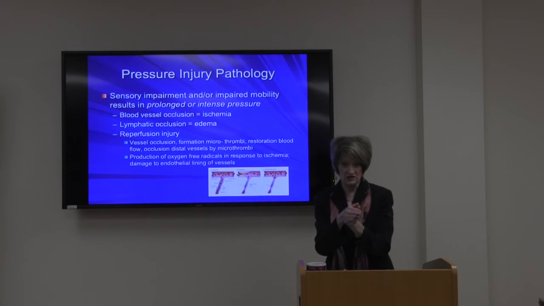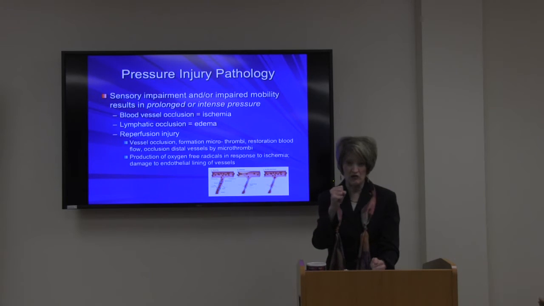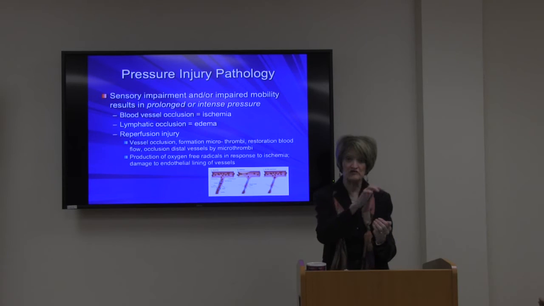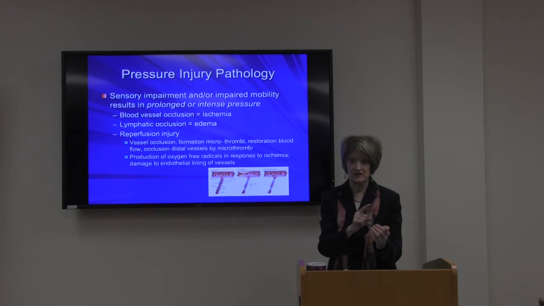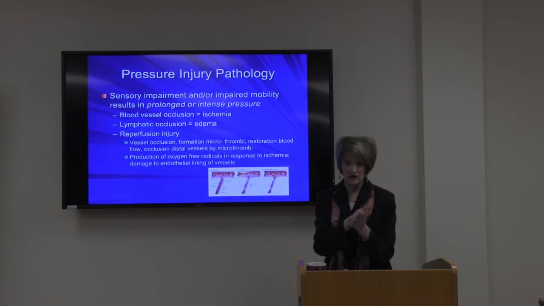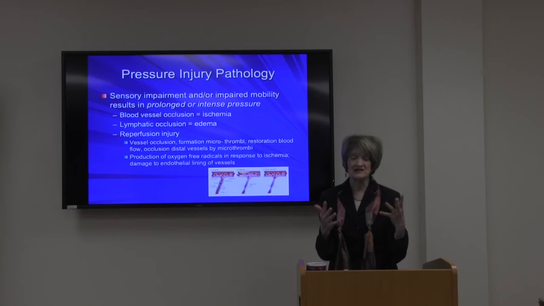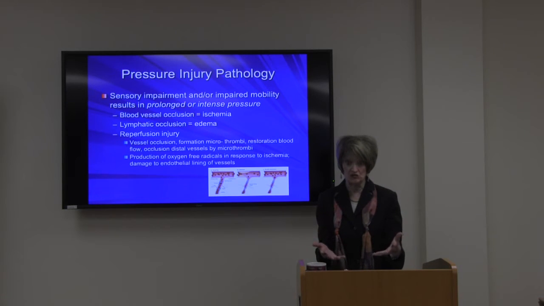As a result, what starts to happen? You start to develop little microthrombi. Then you restore blood flow. And what happens? The microthrombi move downstream to smaller vessels and cause occlusion, starting the whole cycle of tissue ischemia again. In addition, in the presence of hypoxia, you get development of oxygen-free radicals, which are inflammatory substances that are damaging to the endothelial lining of the vessel. That is another factor contributing to reperfusion injury.